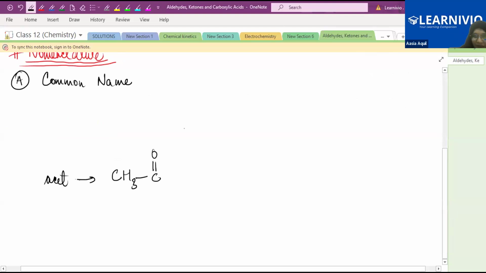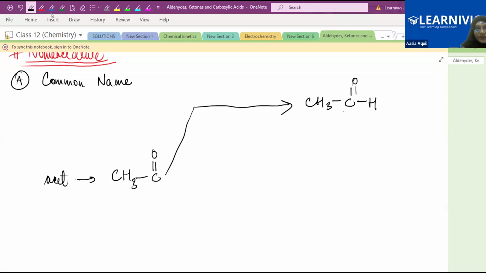Suppose we have some compounds like CH3CHO. This group is present and here hydrogen is attached. So what will be the name of this? The CHO group is aldehyde, right? And the CH3CO group is known as acet group. So what will be the name? Acetaldehyde. This is your acetaldehyde. Okay, write it down. Acetaldehyde. So this group is known as acet group, CH3CO.